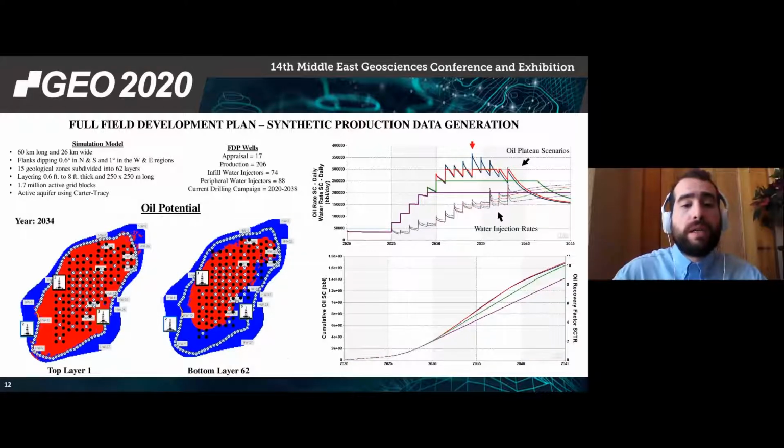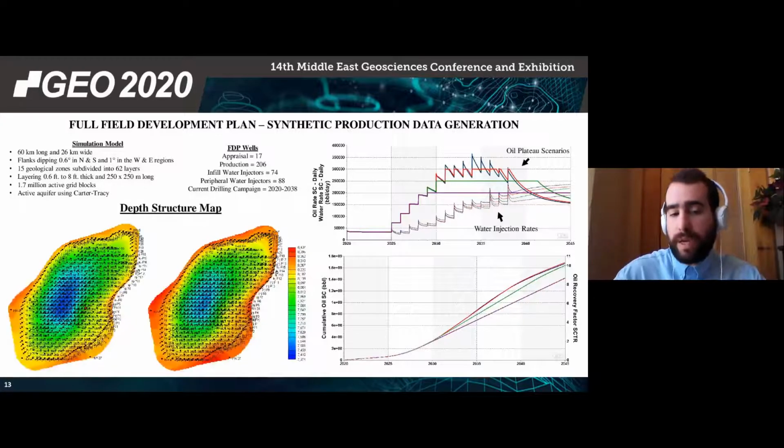So as you can see, as we get through time, we're trying to cover the whole spectrum, the whole reservoir. And here, this is how it looks like in real life. Our depth structure map with the full field development plan for 18 years. Top structure map here. On the right is the oil rates.